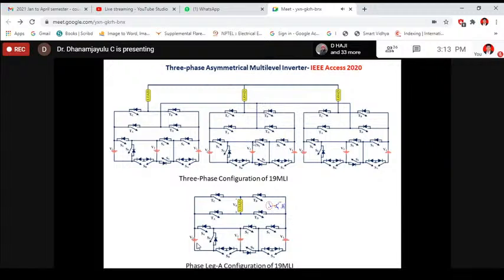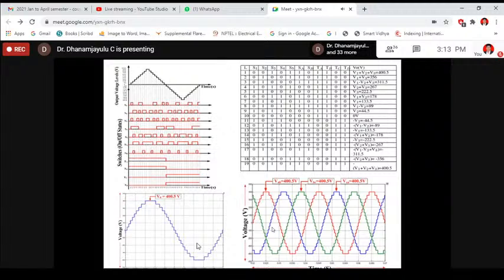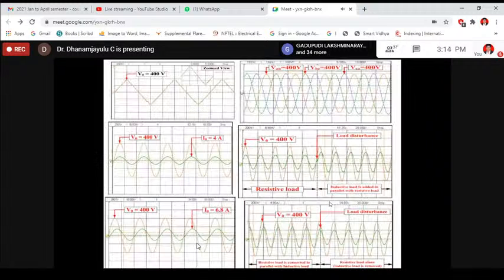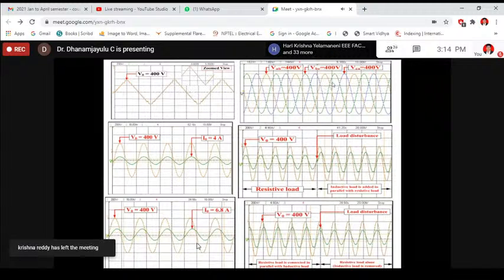This is a 3-phase configuration, and this is the proposed leg A, that is phase A. Here this is the expected waveform, and we are able to generate 19 levels. This is the simulated output voltage. This is the switching table, and this is the 3-phase output voltage waveform. Again, I have tested with linear loads and non-linear loads. This waveform shows the 19 levels.